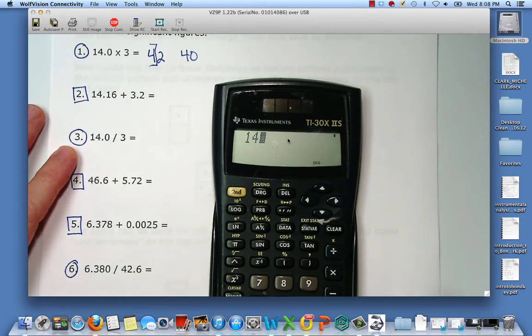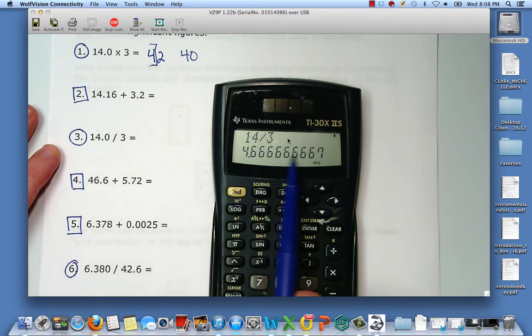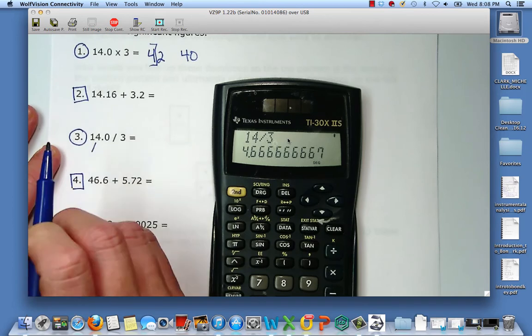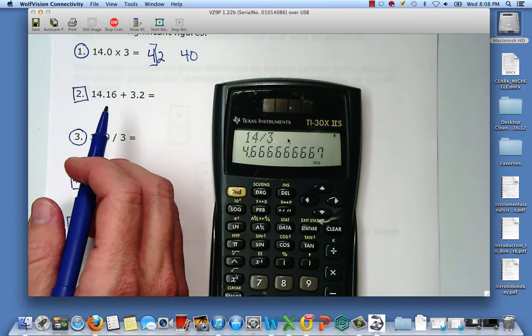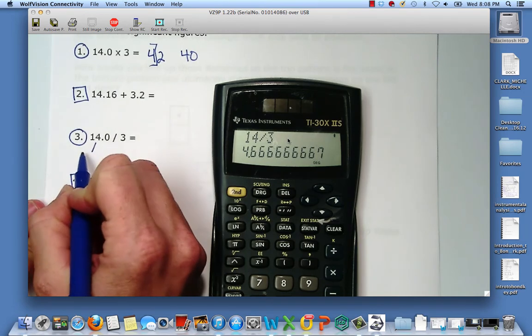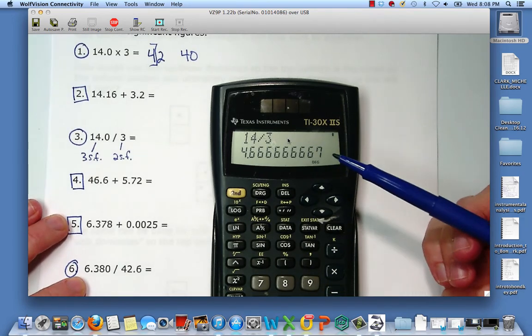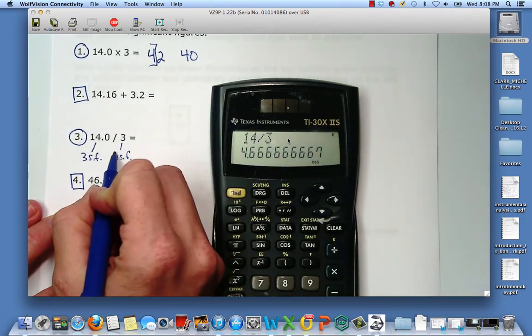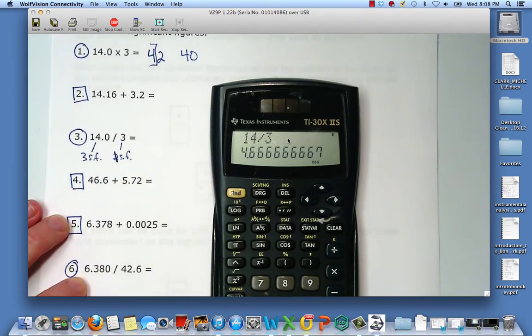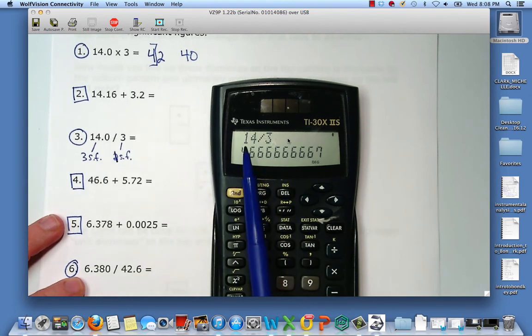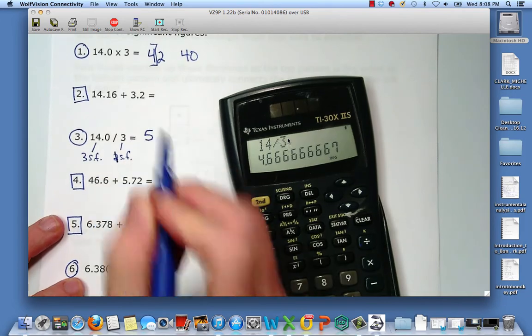So 14 divided by 3. So this is what your calculator spits out. But remember, it's multiplication and division. Your answer cannot have more than either of the original numbers. So this is 3 sig figs, and this is 2 sig figs. So I can only have, is it 2 sig figs? That's just 1 sig fig. I was like, oh, now I'm really confused. Sorry about that. So now I would put my bracket between the 4 and the 6. And what would that make my answer? 5. So that would round up to 5.